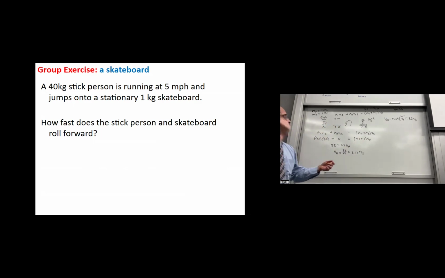Also, as a fun question, if the mass of the skateboard was 2, would the final velocity be smaller or bigger than this? If you change this number to 2 instead of 1, is V after smaller or bigger? Smaller, because as this number gets bigger over here, this number gets smaller over here. You have to distribute that same momentum over more mass, decreasing the velocity. Is everyone good with that idea?